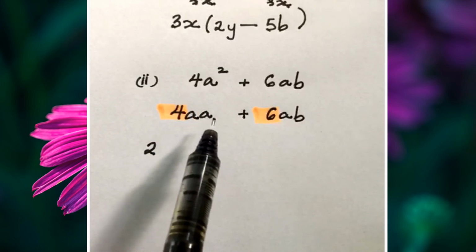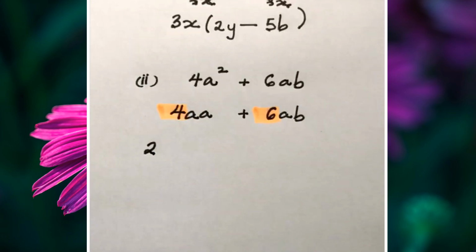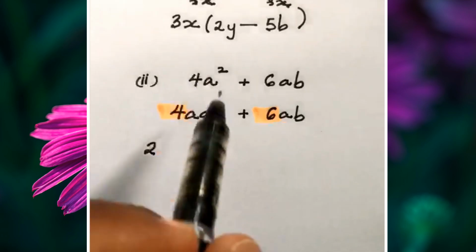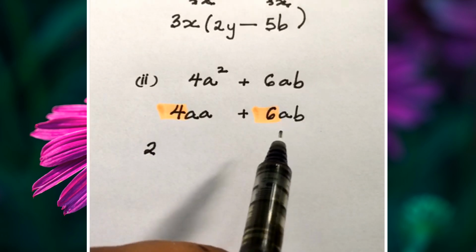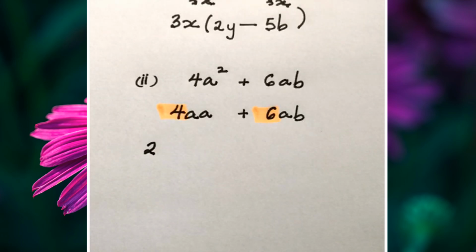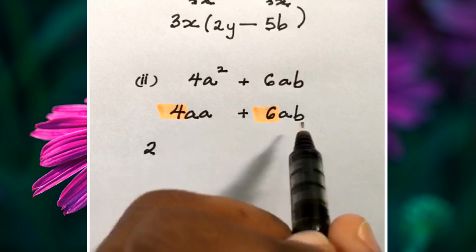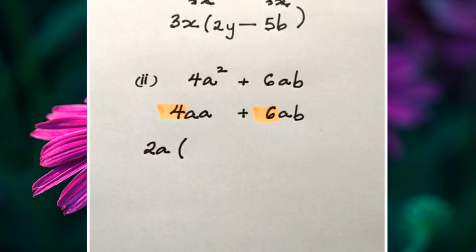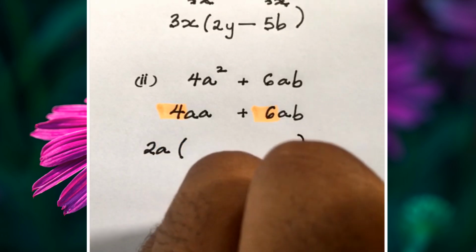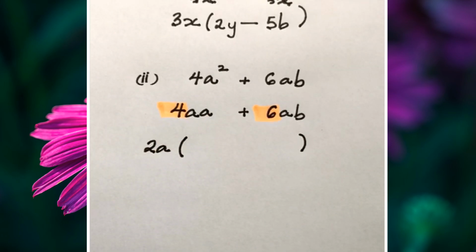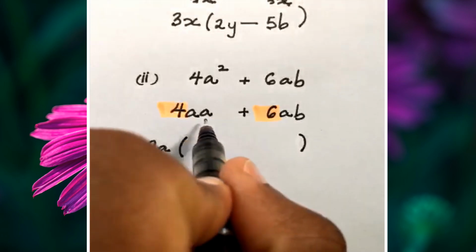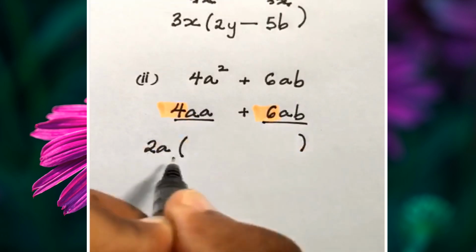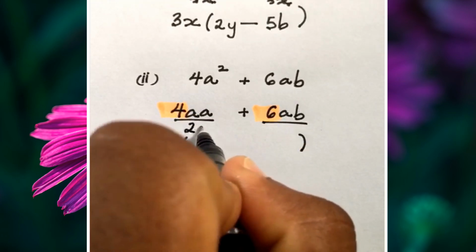So let's look among the variables now. We have aa and we have ab. What's common? The a. One a is here and one a is there. If there were two a's on both sides, you would use the 2a, which would have been a squared. But it's just one a that is common between both terms. So I'm going to pull out that a. Then I'm going to open up my bracket and close it. Remember what we're going to do now? We're going to divide both terms by the highest common factor, which is 2a.